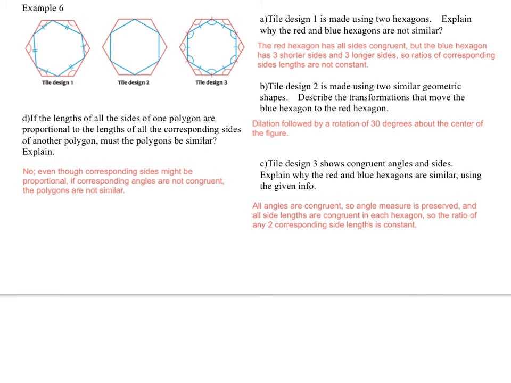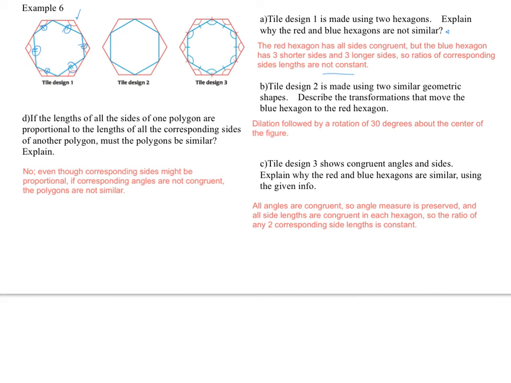Okay, let's do a quick analysis of example 6 with these 3 tile designs. Part A. Tile design 1 is made using 2 hexagons. Explain why the red and blue hexagons are not similar. Well, the red hexagon has all sides congruent, but the blue hexagon has 3 shorter sides and then 3 longer sides. So the ratios of corresponding side lengths are not constant. That's why these 2 hexagons are not similar.